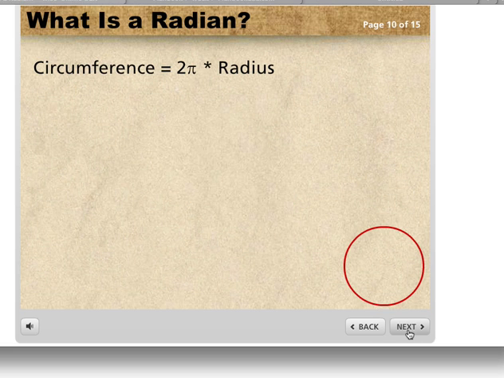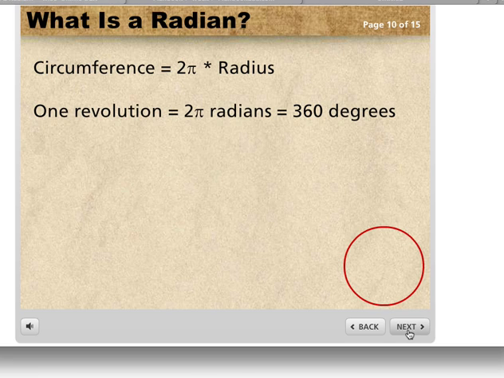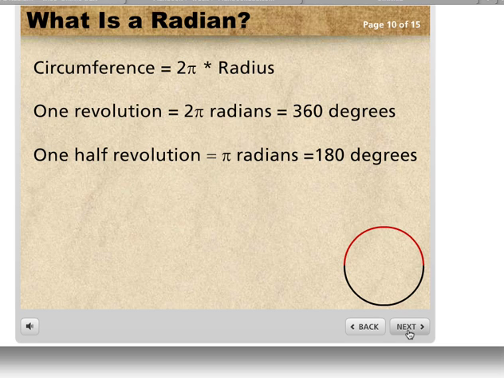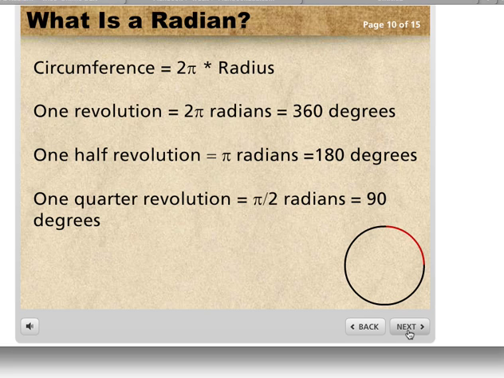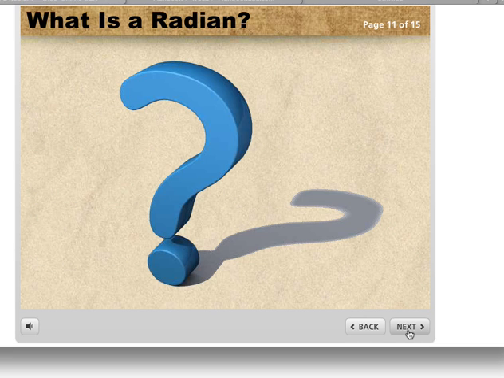How many radians are equal to 1 complete revolution? The circumference of a circle is equal to 2 pi times the radius. Remember, pi is the ratio of the circumference of a circle to its diameter. As you know, there are 360 degrees in a circle. Therefore, 1 revolution equals 2 pi radians, or 360 degrees. 1/2 revolution equals pi radians, or 180 degrees. And 1/4 revolution equals 1/2 pi radians, or 90 degrees. Therefore, there are 2 pi radians in a circle. Demonstrate your knowledge of radians by answering the following 3 multiple-choice questions.